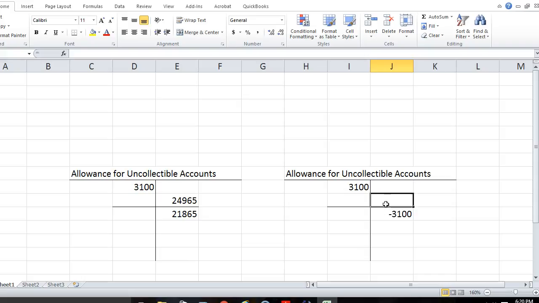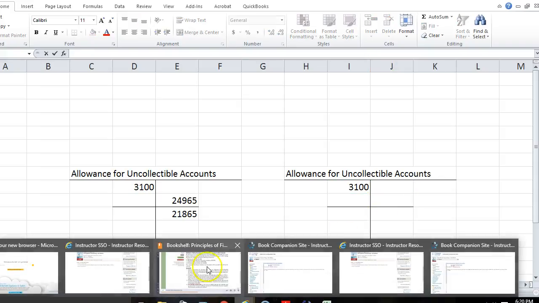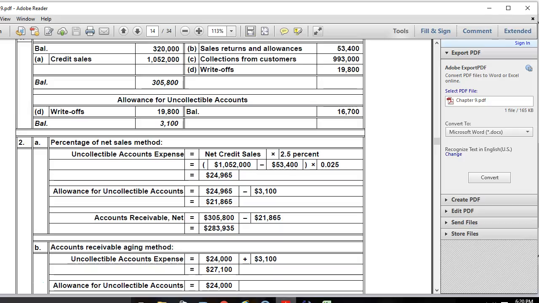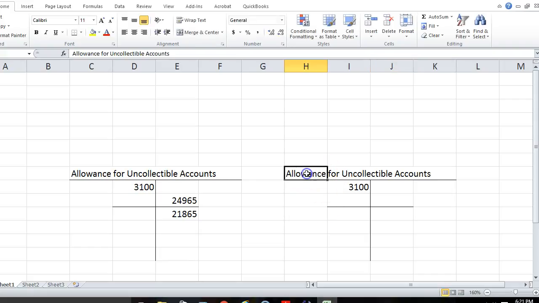But if we go the other method, the accounts receivable aging method, we're going to do it a little different. The accounts, that was $21,865. The accounts receivable net is going to be that $3,058. Then we're going to subtract our $21,865. So let me go over here. Let me make this accounts receivable. This was a $305, right? Net? $305,800.